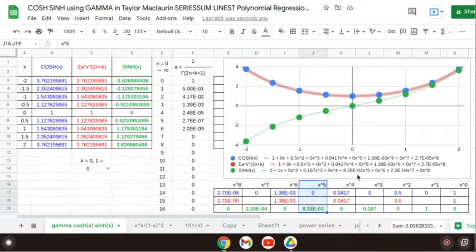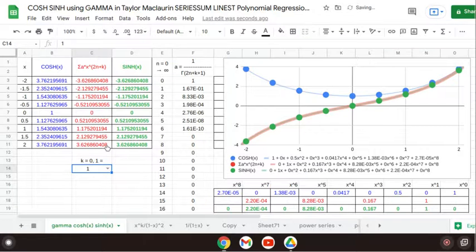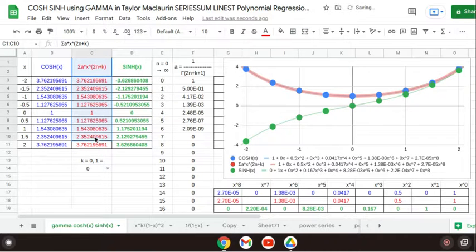8.23 times 10 to the minus 3. Coefficient of x to the 6th: 1.38 times 10 to the minus 3, 1.38 times 10 to the minus 3, 0. Coefficient of x to the 7th: 0, 0, 2.2 times 10 to the minus 4. Coefficient of x to the 8th: 2.7 times 10 to the minus 5, 0. And we toggle this to 1. So this time, this approximates the hyperbolic sine. Toggle it to 0. This expansion approximates hyperbolic cosine.